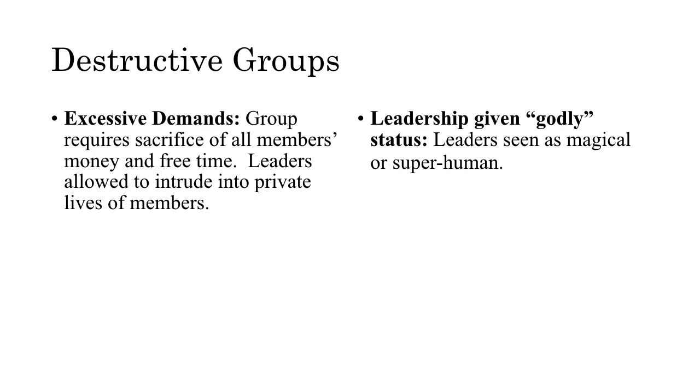In a destructive group, the leadership are also given godly status. Leaders are seen as magical or superhuman. Even a country, as the largest example, can operate as a total institution or a destructive group.